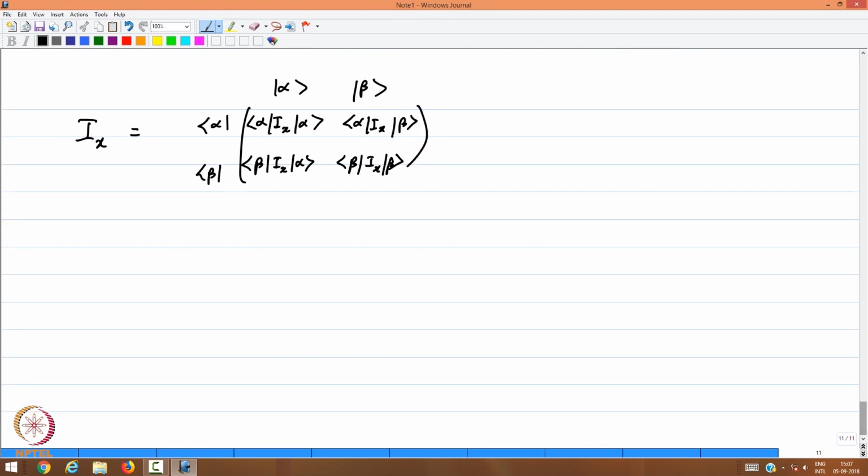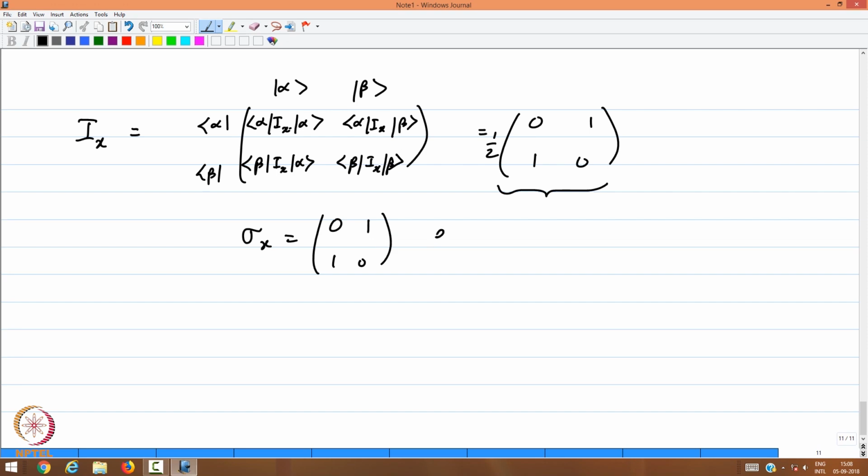Okay. This is 0. Ix on alpha gives you beta, therefore, alpha beta is orthogonal. So, you have 0, keeping 1 by 2 outside, you have 1, 1, 0. Okay. This matrix sigma x, as it is denoted, 0, 1, 1, 0, is the famous Pauli spin matrix, spin 1/2 matrix, x component.